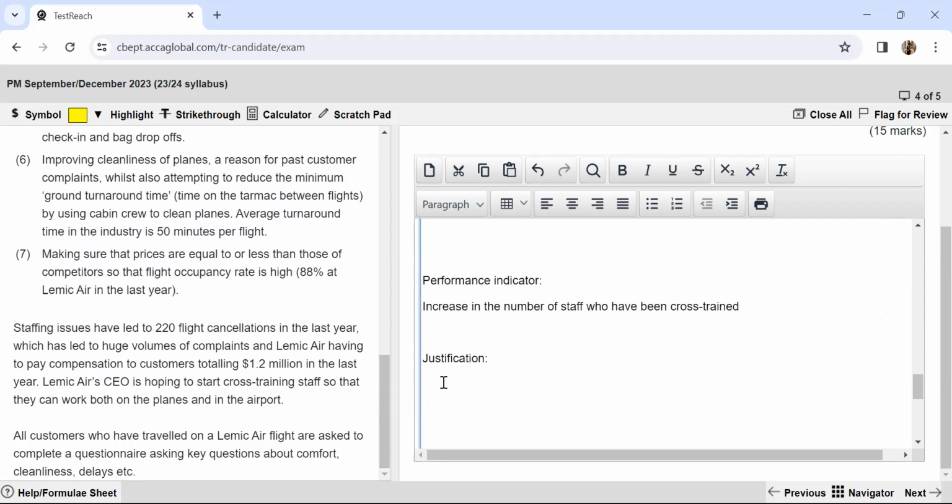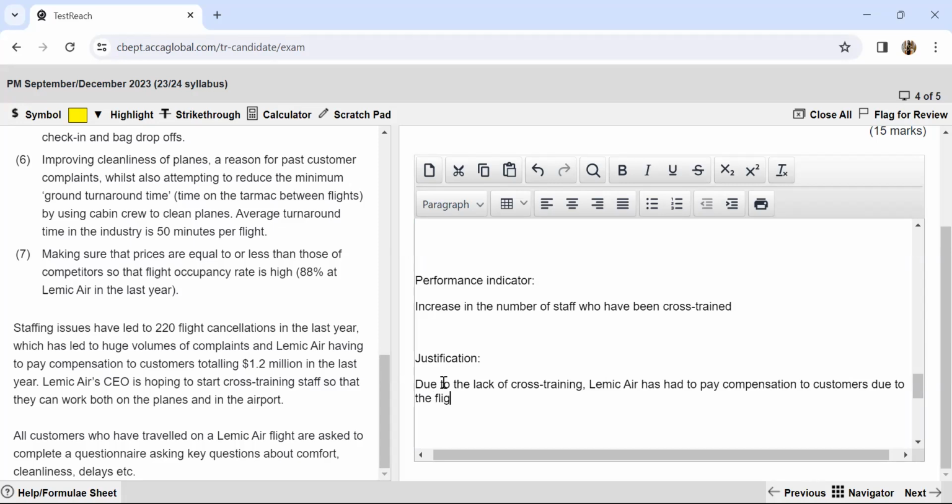And the justification for the same can be that, due to the lack of cross-training, Lemic Air has had to pay compensation to customers due to the flight cancellations, and cross training will improve customer satisfaction, because flight cancellations, if they happen often, then customers can also be dissatisfied.